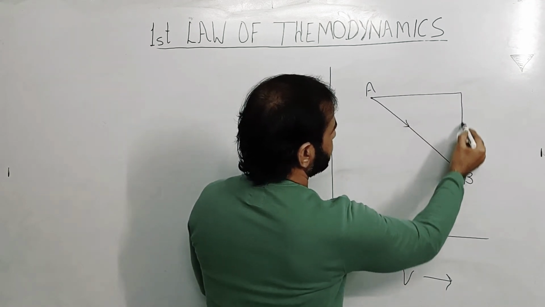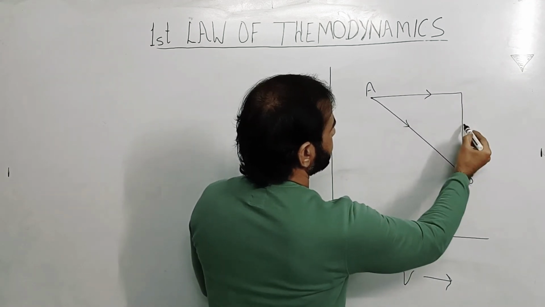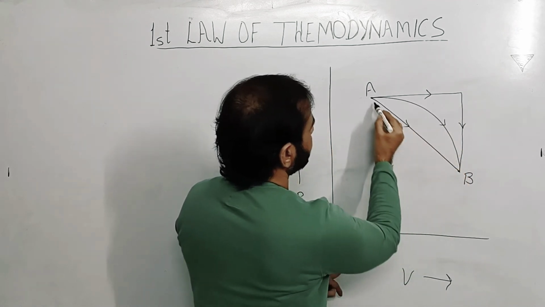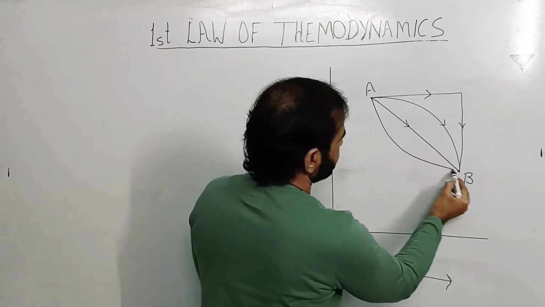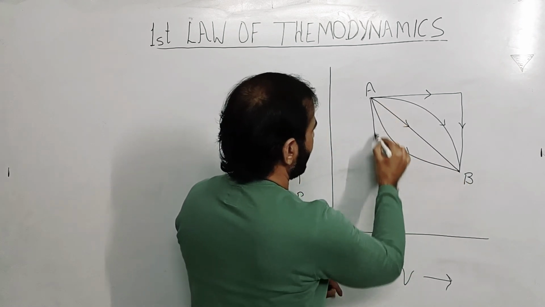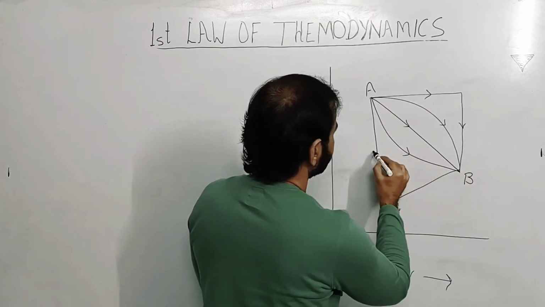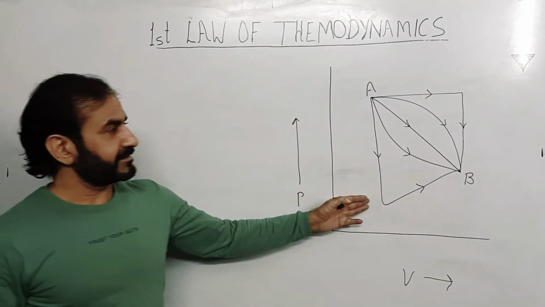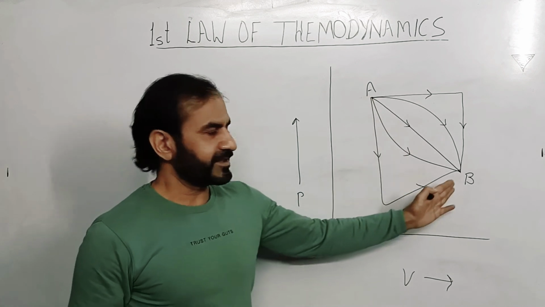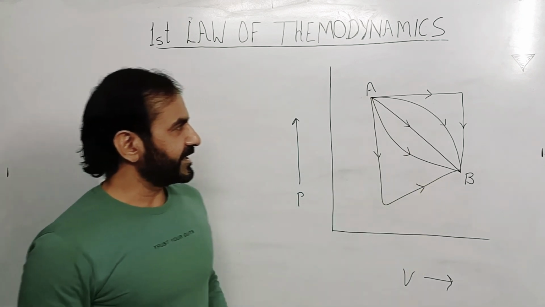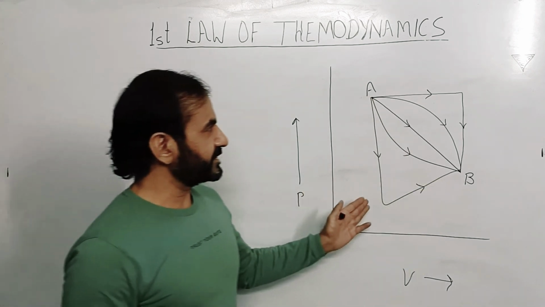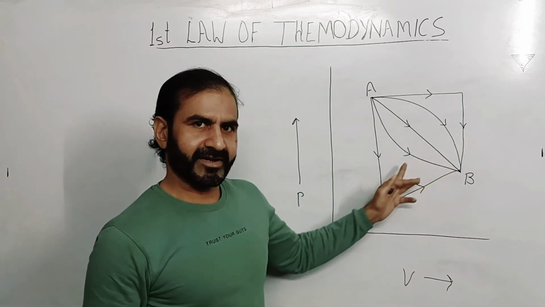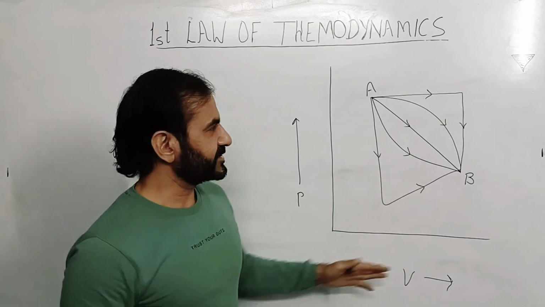There are infinite ways a system can go from state A to state B, but you will see that via each path, heat given will be different, and work done will be different. I think it's clear.